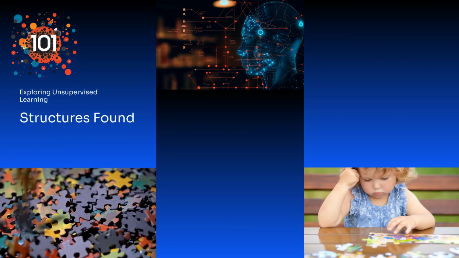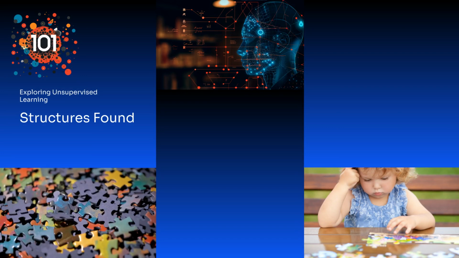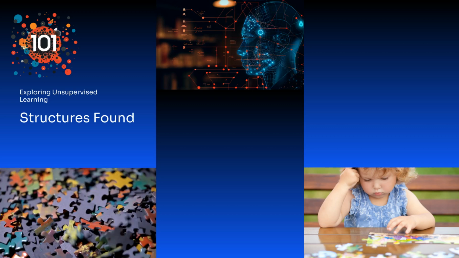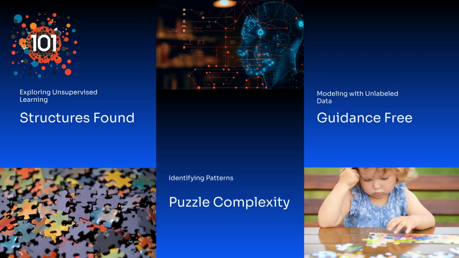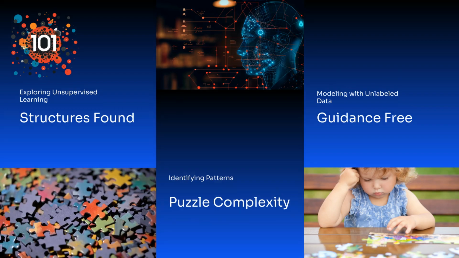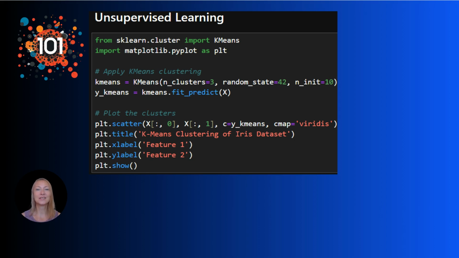Now let's shift to unsupervised learning. Here, the model works with unlabeled data and tries to identify patterns or structures without any guidance. Imagine giving the same child a puzzle with no instructions. They figure out the picture as they go. A common unsupervised learning task is clustering, where we group similar data points together. Let's see an example using Python, where we apply k-means clustering to the iris dataset to identify natural groupings.